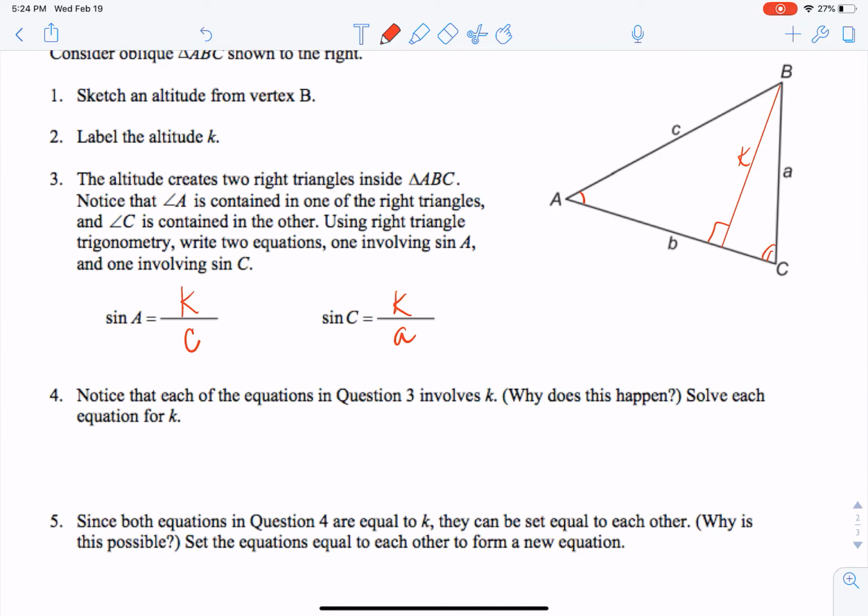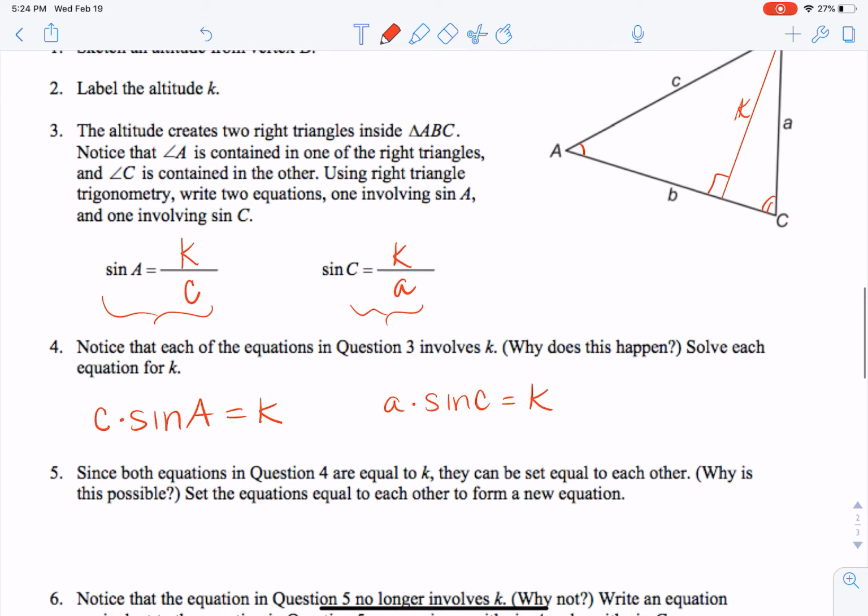Number 4 says, notice that each of the equations in 3 involves K. Why does this happen? We can see here that it's happening because K is the opposite side for angle A and angle C. Now I have solved each equation for K. If I solve this equation right here, I end up getting that c times sine of A is equal to K. And if I solve this one, I end up getting that a times sine of C is equal to K.